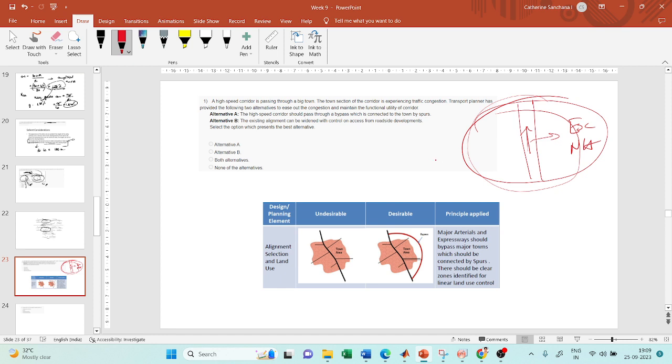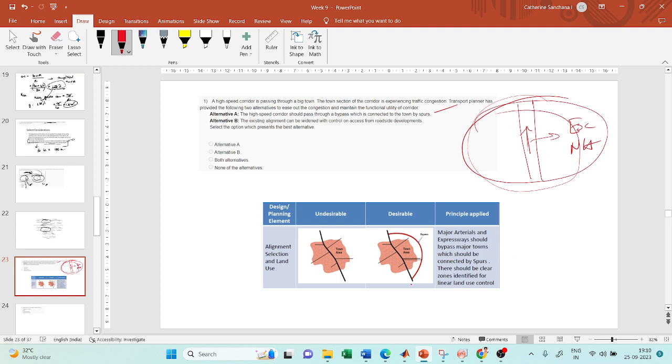Okay, both are not acceptable. So let us see the two alternatives that the traffic planner has come up with. The high speed corridor should pass through a bypass which is connected to the town by spurs. Okay, let us understand this alternative.